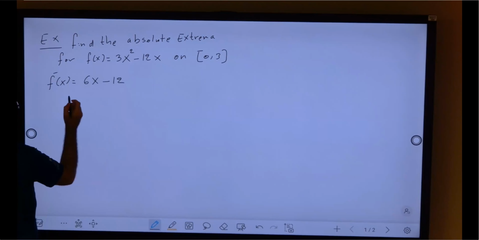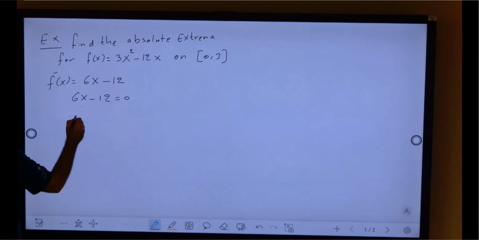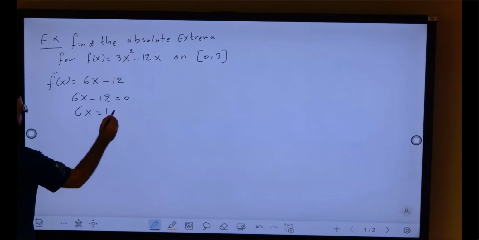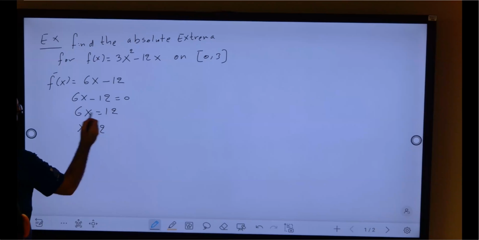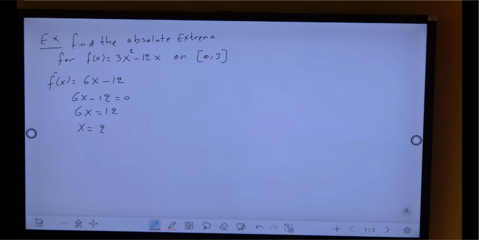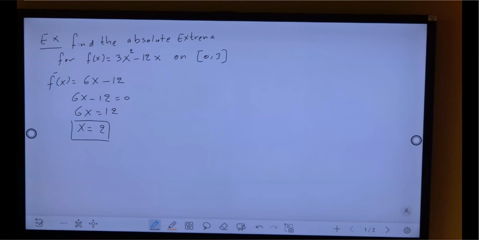Take the derivative equal to 0. So 6x minus 12 equals 0. 6x equals 12. Then x is going to be equal to 2. Divide both sides by 6. So here is the critical number. You plug that into the function, but you have to plug in the critical number and the endpoints.